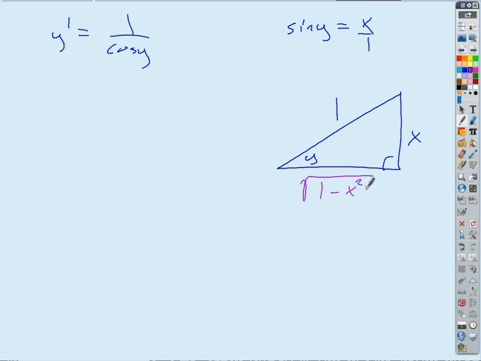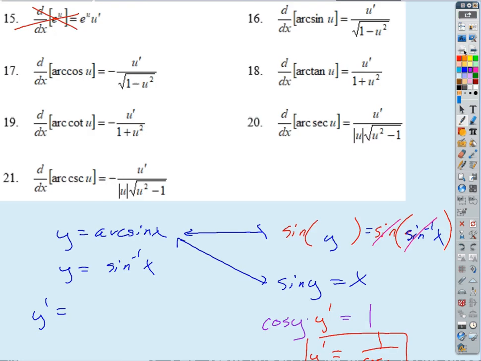Okay. So now what's cosine y? Well, cosine, the SOHCAHTOA relationship there is adjacent over hypotenuse, right? And so we end up with y prime equals 1 over that trig ratio, right? Cosine y equals adjacent, square root of 1 minus x squared, divided by 1. Well, the 1 doesn't do anything, does it? Right? And so we end up with that result.